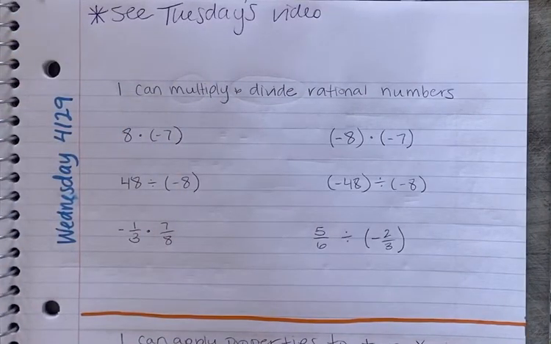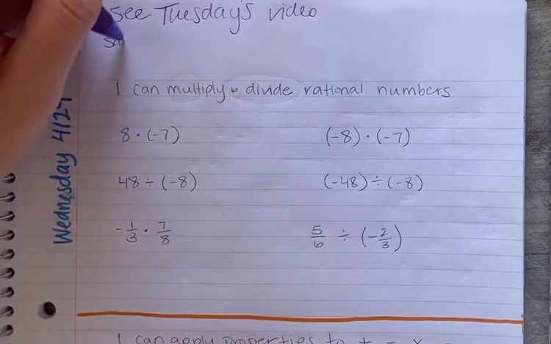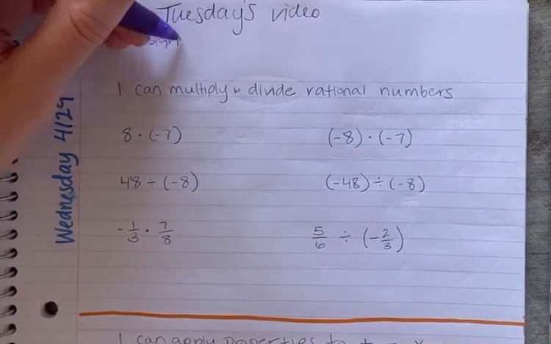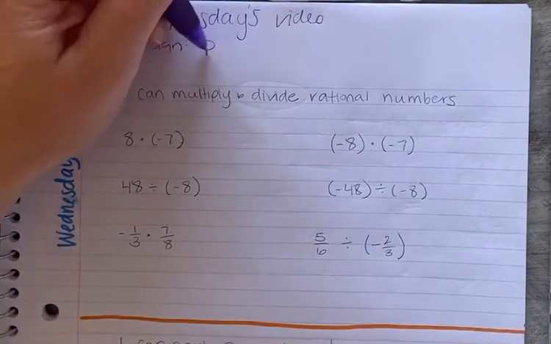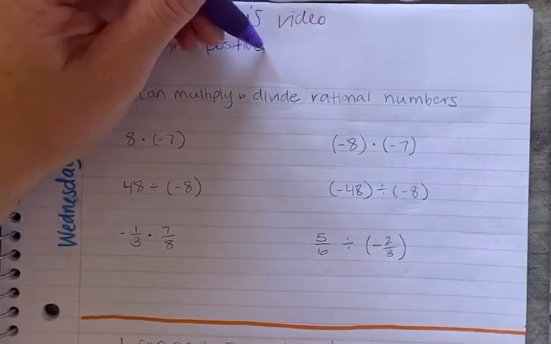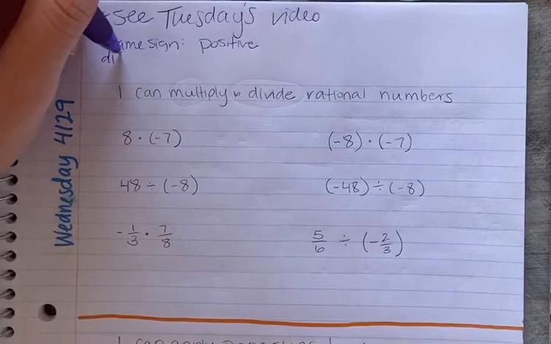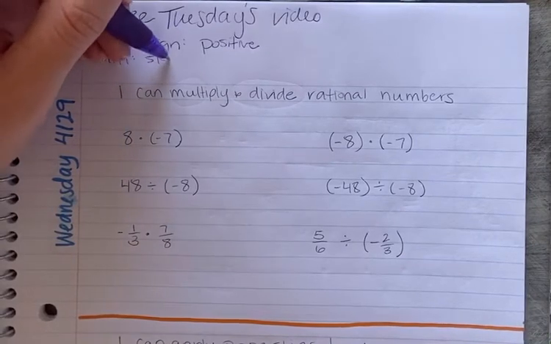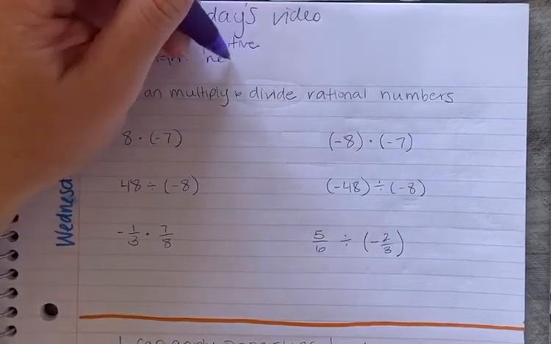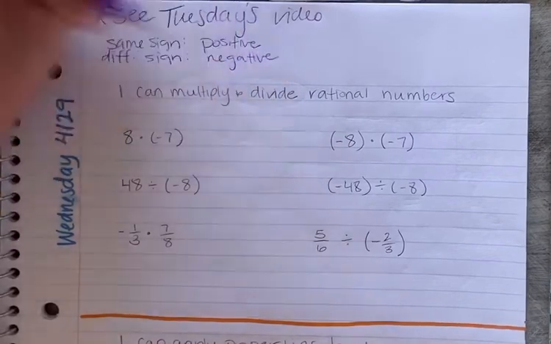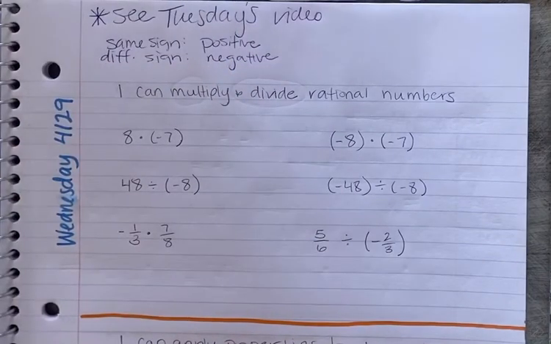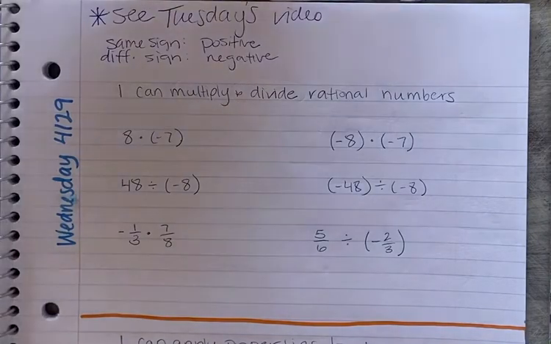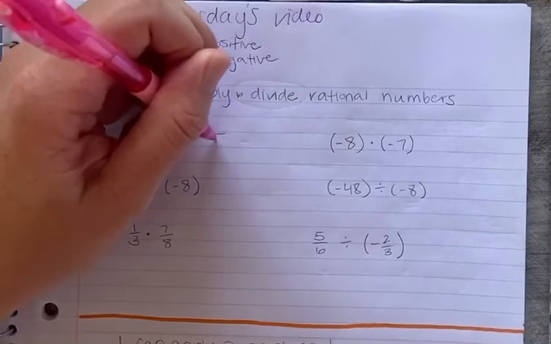So our rule states that if the signs are the same, our answer is going to be positive. And if we have different signs, our answer is going to be negative, no matter what. So here, let's start with these whole numbers. 8 times 7, hopefully that's memorized for you. 8 times 7 is 56.